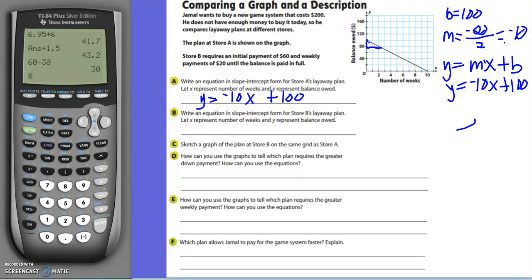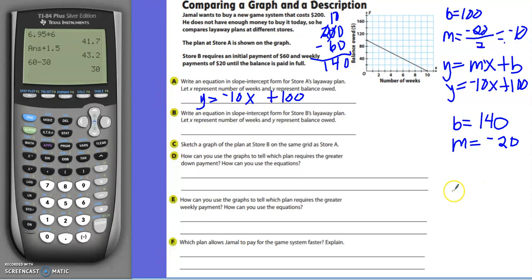Alright, so now let's take a look at B. Write an equation in slope-intercept form for store B's layaway plan. Let x represent the number of weeks and y represent the balance owed. So when we're going to do this, it requires an initial payment of 60. So if we do 200 minus 60, I'm going to have a y-intercept of 140. And we're going to make weekly payments of 20. So the m is going to be -20. If we write it in the y equals mx plus b format, we have y equals -20x plus 140.